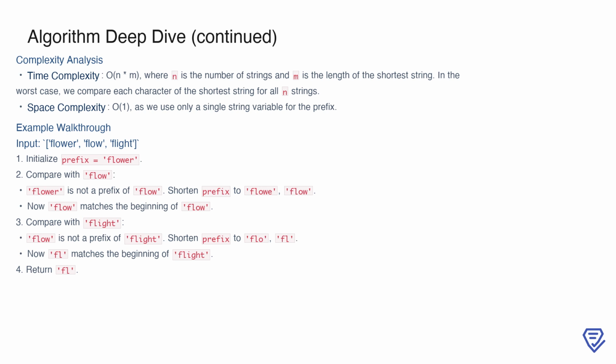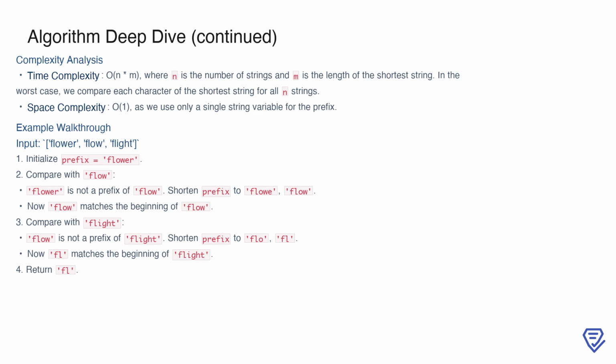Let's consider an example to see how this works. Given the input flower, flow, flight, we start with prefix equals flower. Comparing it with flow, we see that flower is not a prefix of flow, so we shorten it to flowe and then flow, which matches. Next, comparing flow with flight, we find that flow is not a prefix. We shorten it to flo and then fl, which matches.